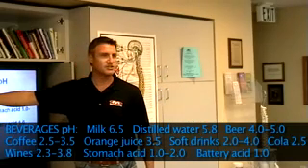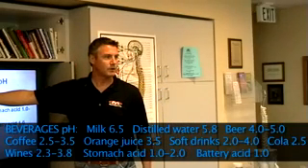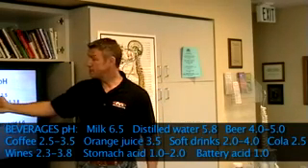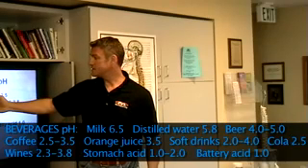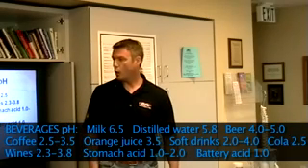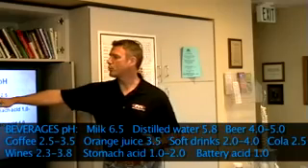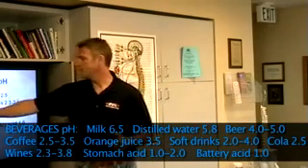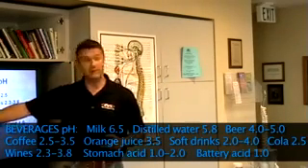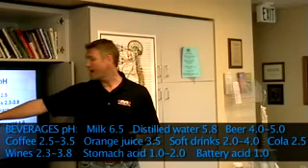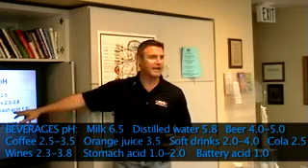Milk has a pH of 6.5. Okay? Distilled water is a pH of 5.8. Now, water is a big one. I'll come back to water in a second. Beer, 4 to 5 pH. Coffee, 2.5 to 3.5. It's almost like stomach acid.